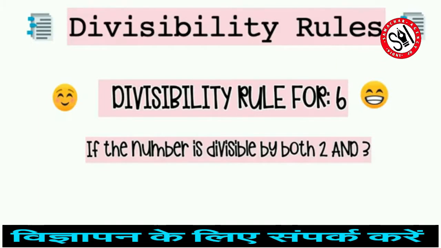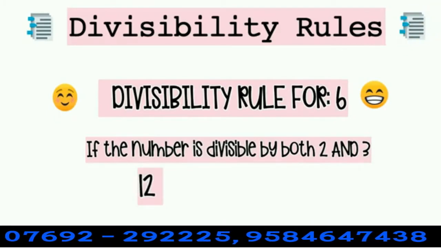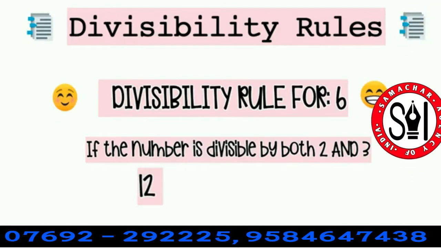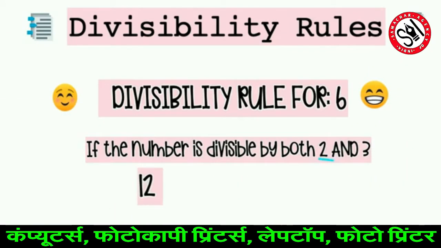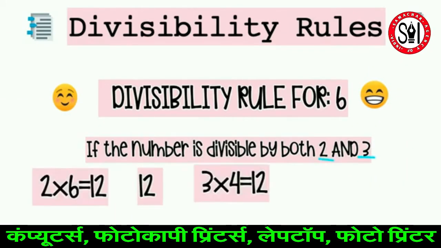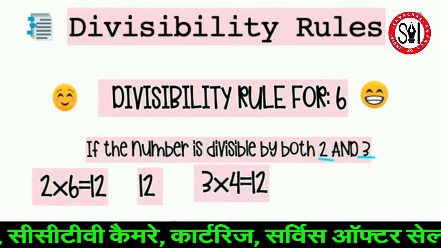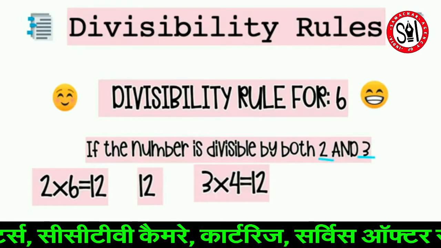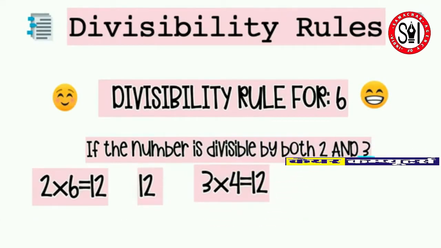Number 6 is if the number is divisible by both 2 and 3. So 12 is an example, and let's see if it's divisible by 2 and 3. So 2 times 6 is equal to 12, and 3 times 4 is equal to 12. So the number 12 is divisible by 6.